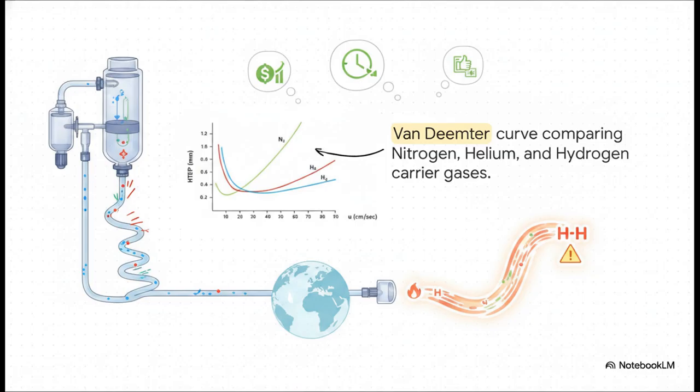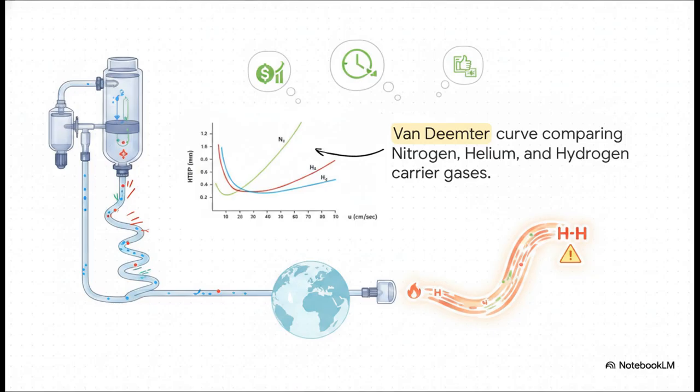It maps out the speed of the gas against the efficiency of the separation. Now, historically, helium was the absolute go-to. It's safe, it's efficient, it's great. But as you probably know, helium is a non-renewable resource, and massive global shortages have made it ridiculously expensive. If we look at the data trends here, you can see exactly why modern labs are aggressively pivoting to hydrogen.